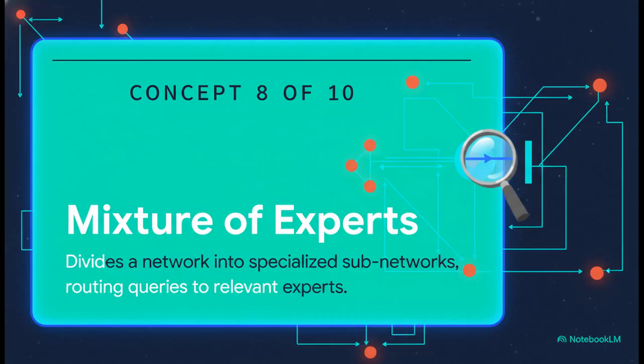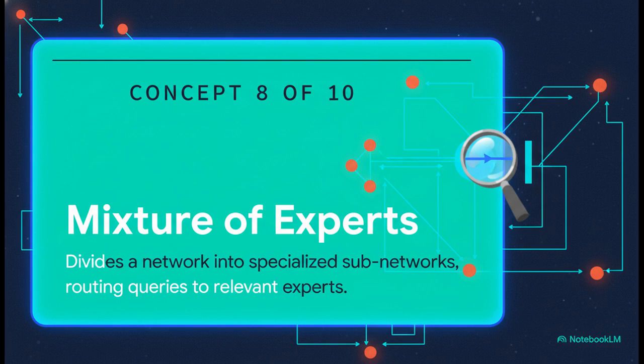Concept 8 is mixture of experts, or MoE. This concept has actually been around since 1991, but modern models like Mixtral use it as a hidden architecture to keep AI costs from completely spiraling out of control. Instead of firing up one massive neural network for every single prompt, MoE divides the model up into specialized subnetworks, the experts. Then, a routing mechanism decides which experts to activate for your specific query. The result? You get the massive intelligence of a huge model, but with the lightning speed and cheap cost of a much smaller one.